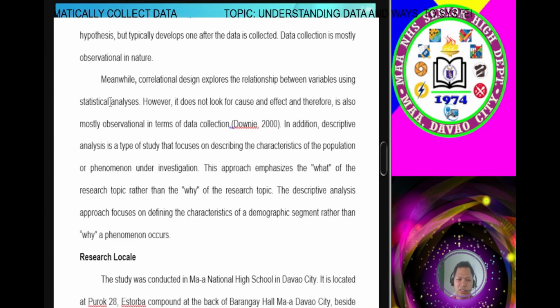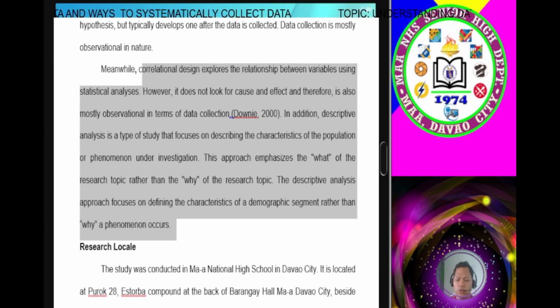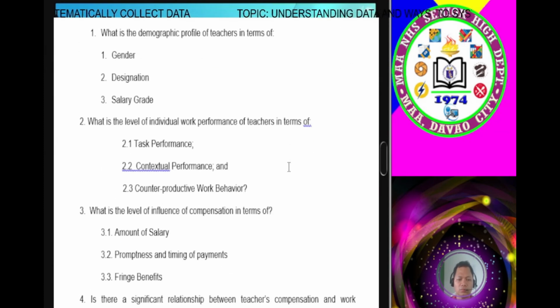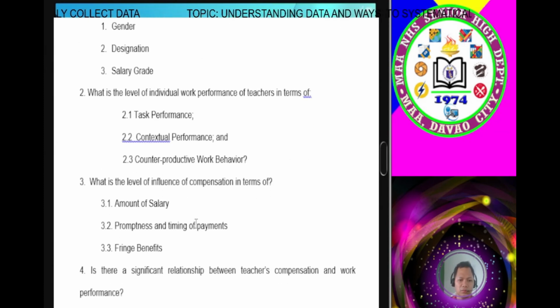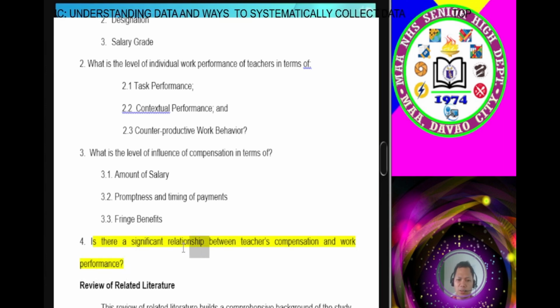Just like in this study, he chose the correlational design because it uses the relationship between the variables and statistical analysis. Again, how does he determine this design? You can go back to your research questions. Let's check here. This is the fourth question. Take note, it talks about a significant relationship. So it talks about relationship. Therefore, your research design is correlational.